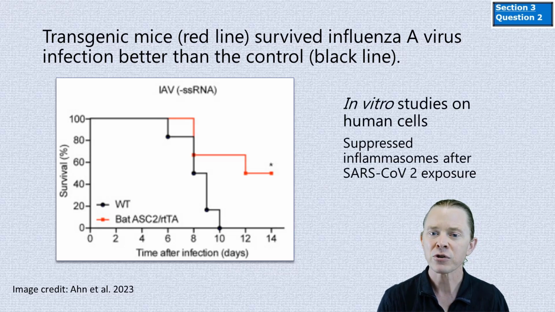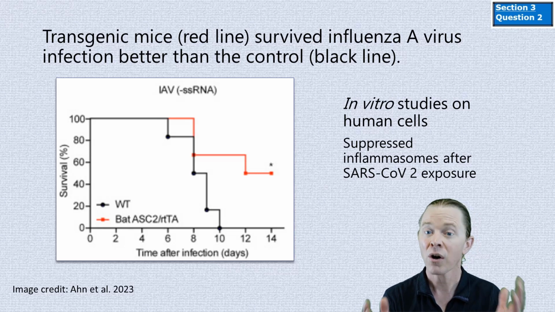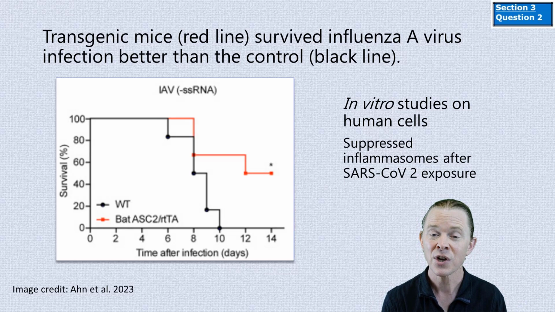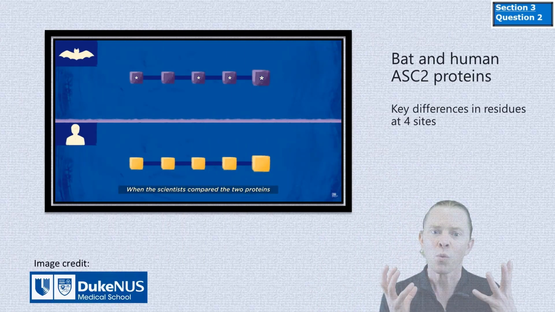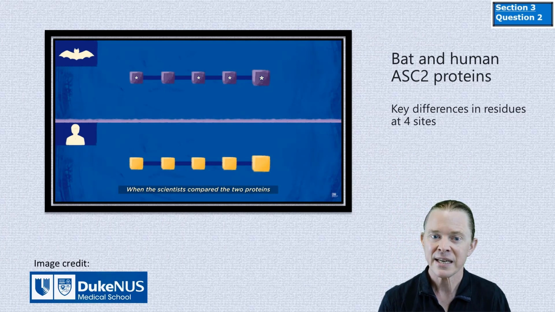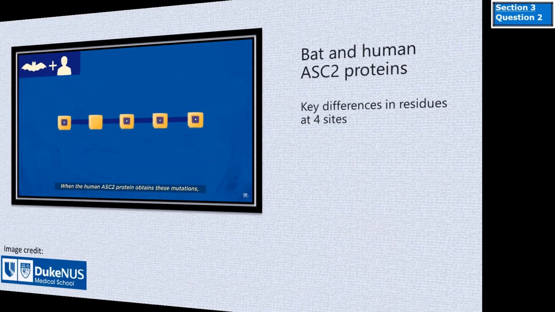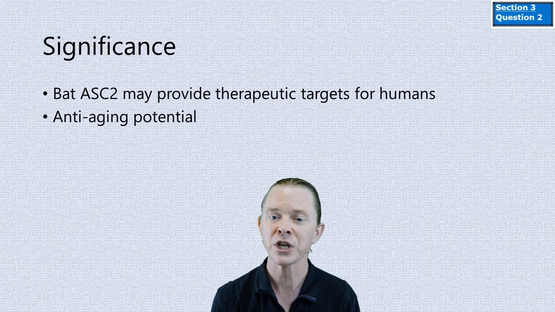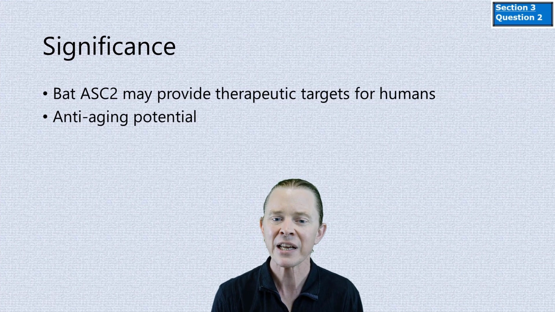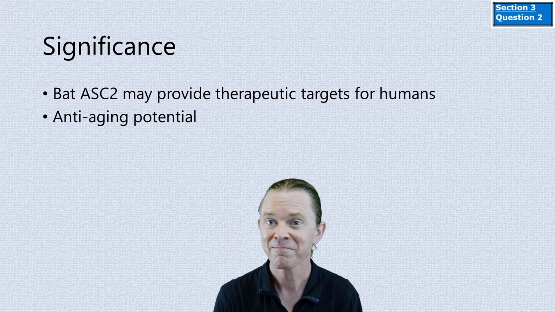Furthermore, in vitro studies showed that human cells containing BAT-ASC2 also suppressed the inflammasome response when exposed to SARS-CoV-2 spike protein. What makes the study even more promising is that the team found that bat and human ASC2 mainly differ in key residues at 4 sites among the 5 different regions of the protein. It is hoped that more research into bat immunology will provide strategies for human medicine to combat inflammatory diseases and, ultimately, aging.